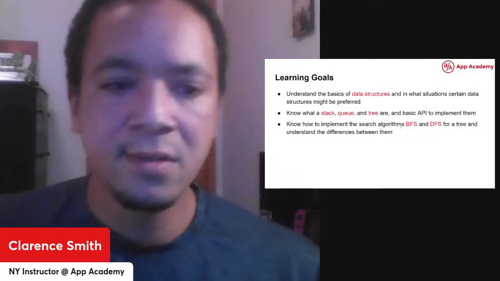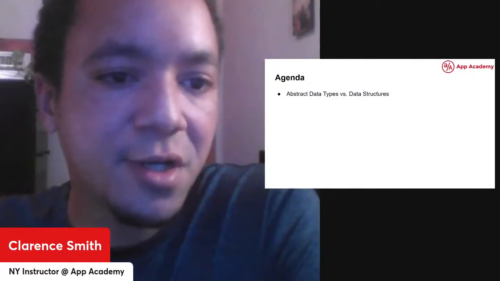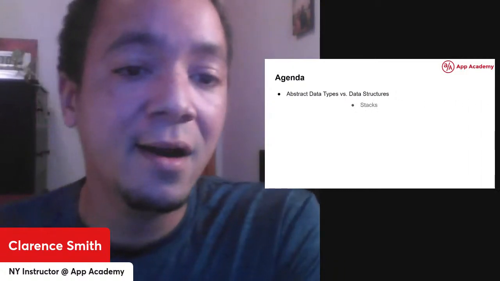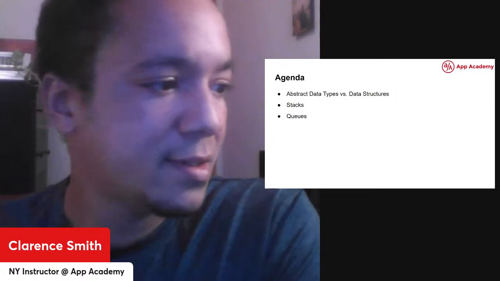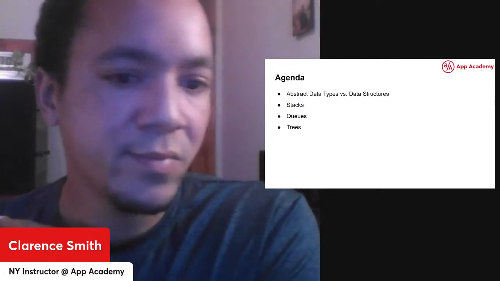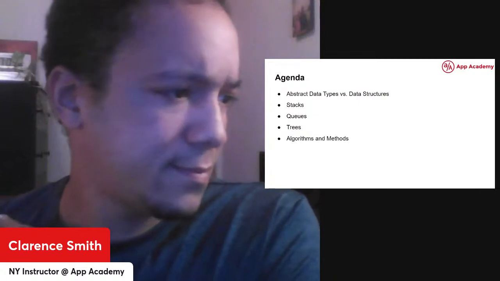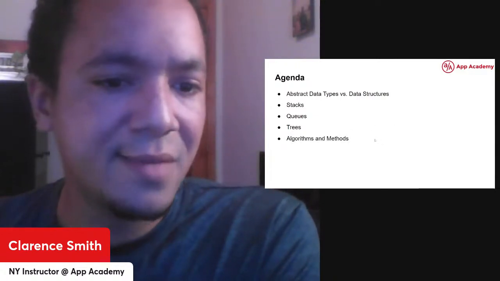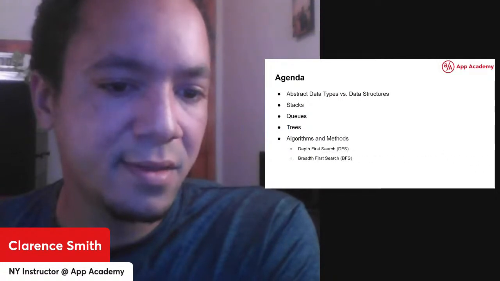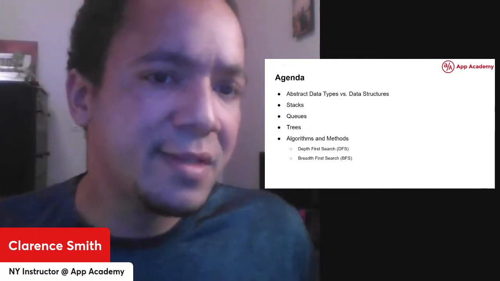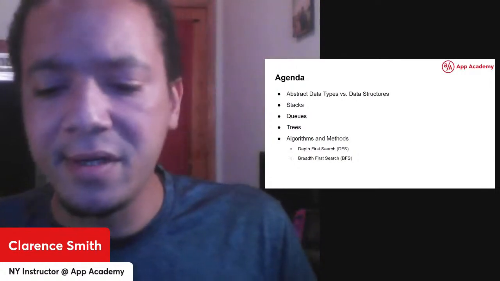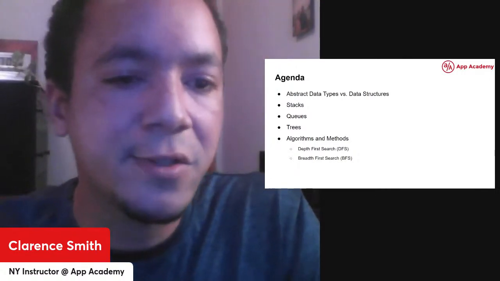All right. So those are really our main learning goals. Just going a little bit into the exact bullet points of what I'm going to talk about. First, abstract data types versus data structures. Those sound like the same thing, but they are different, and we'll go over why. Stacks, of course. Queues, of course. Trees. Algorithms and methods, and then the two types of searching. If we have time at the end, we might hit a bonus that's not on the agenda, but we're trying to do this in an hour, so we'll see how that goes.